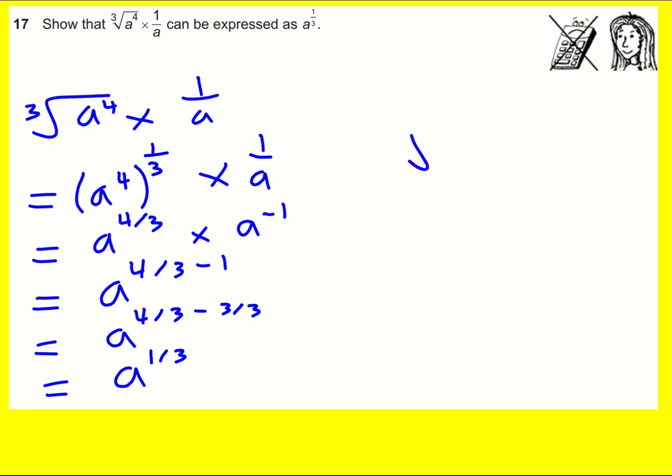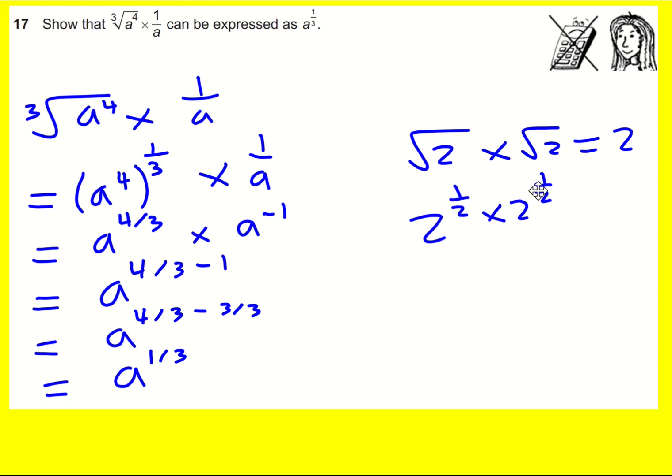Just very quickly, if we do the square root of 2 times the square root of 2, then we get 2. Because that's the definition of the square root of 2, a number that times by itself gives the number inside the square root. If we do the same for 2 to the half, then we add the powers and we get half plus a half, which is 1, and you also get 2, you get 2 to the 1, which is also 2. And therefore these things are the same thing, and the same logic can be applied to the cube root.